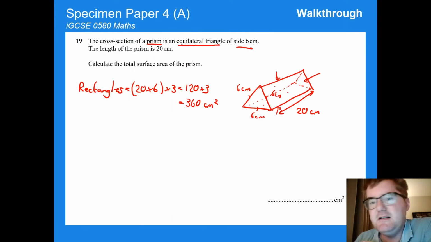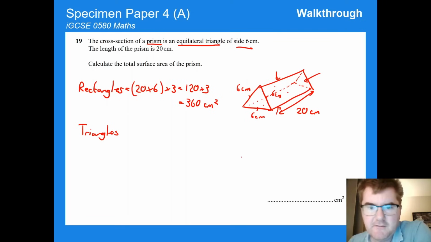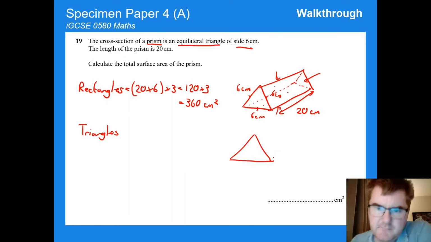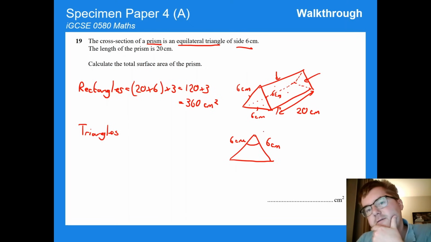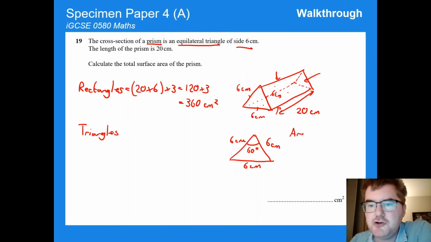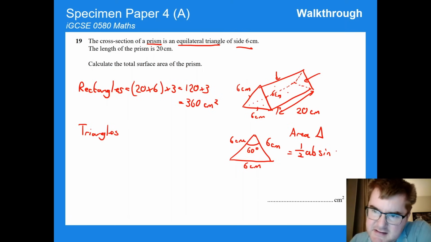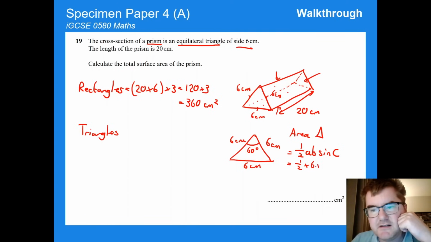The tricky part is going to be these triangles. Yeah? So let's have a look at these triangles. So if I have an equilateral triangle, now there's a few different ways we can do this. I think since we've used this formula before, each angle here is equal to 60 degrees because equilateral, and we can actually just use the area of the triangle formula we used in the previous question, the half ab sine C. So the area of this triangle is a half times 6 times 6 times sine 60.